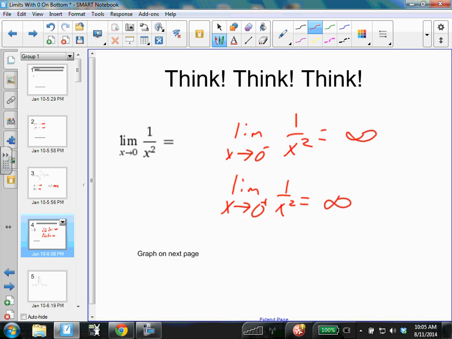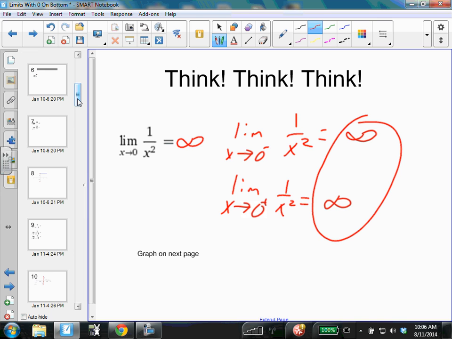Now, since these two match, we don't have to say that the limit does not exist. We can specify that this limit is actually going to infinity, okay? If they don't match, all you can say is that it does not exist. If they do match, we can say infinity. And I think that's where we made it on Friday. We got to talk about just a couple of those, right?